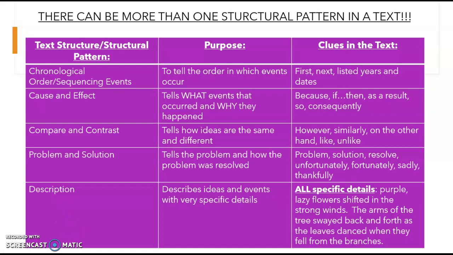Chronological order, which we know means events that are in the order in which they occurred. Cause and effect, and we know that this tells what events happened and why they happened. We also know that compare and contrast tells how ideas are the same and different. Problem and solution tells a problem and how the problem was solved. And then description, which is all specific details that tell about an event or a person or something that's going on in the text. In other words, the author is giving us very specific information about someone or something that's going on in the text.